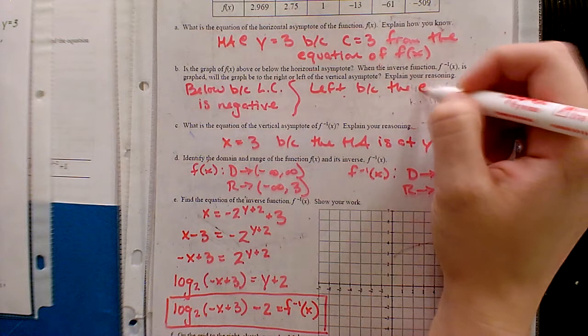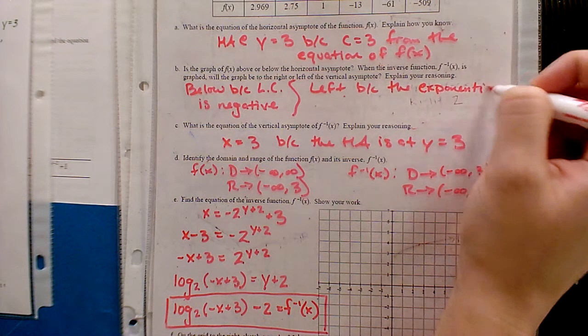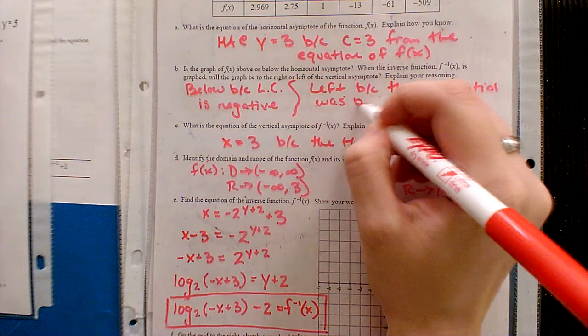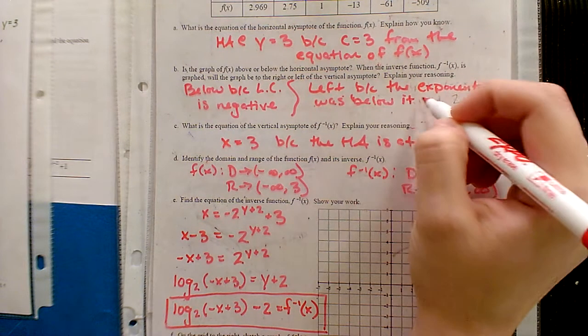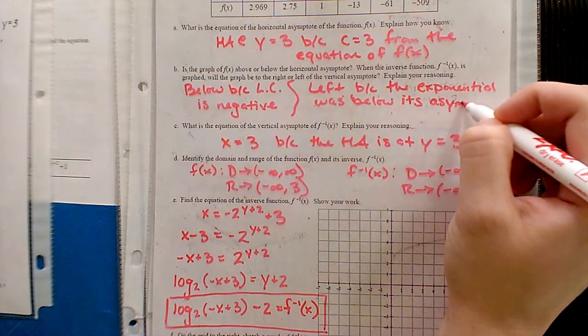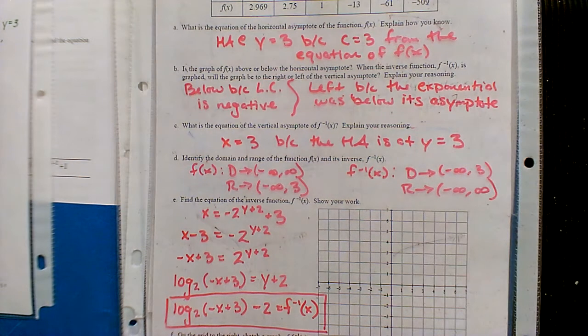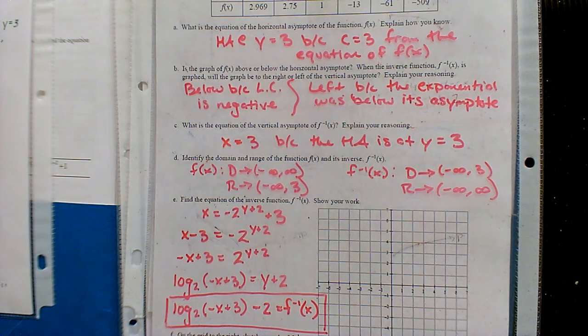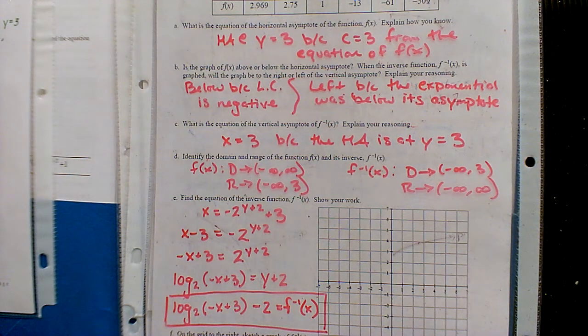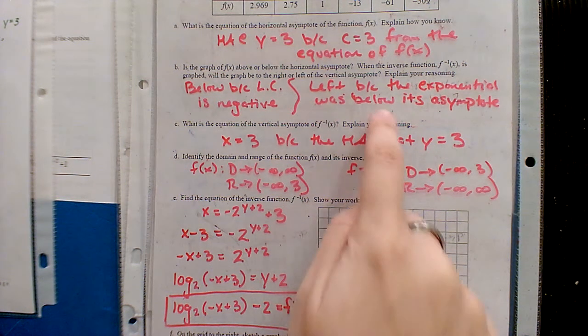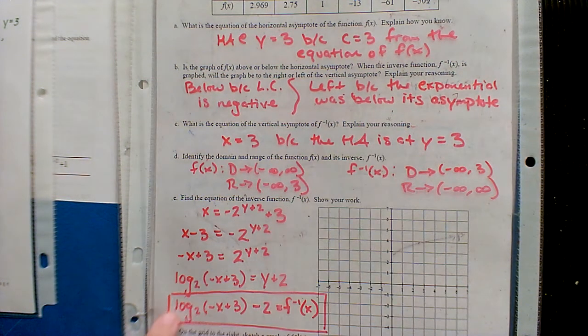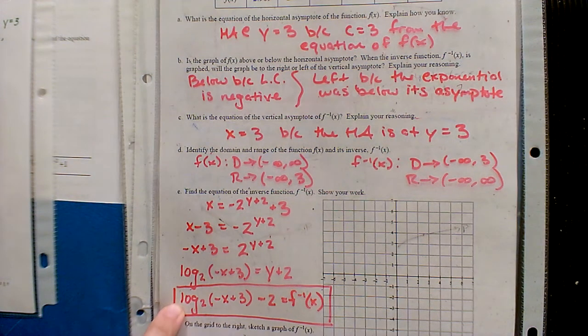Left because the exponential was below its asymptote. So if the exponential is below its asymptote, aka kind of a negative direction, then the inverse, or the log, would have to be to the left of its asymptote, which would be another negative direction. So the leading coefficient might be a clue, okay, but we might not be able to use it as a justification because notice how it's not always the case. Do we see that?